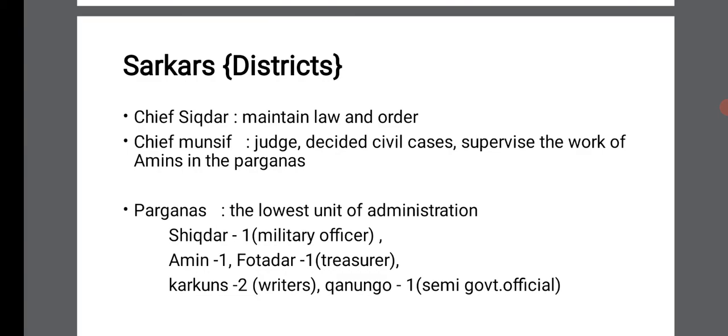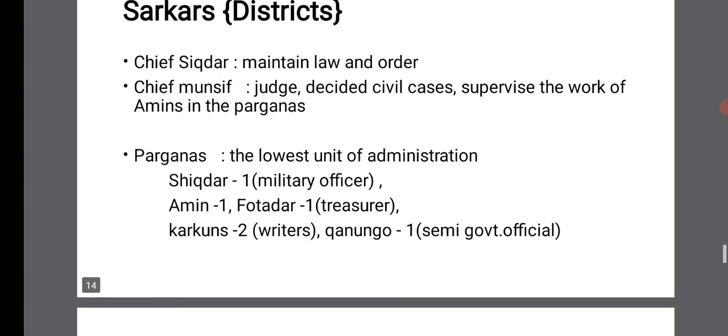The Chief Munsif was primarily a judge. He had to decide civil cases, but at the same time, he seems to have been a supervisor of the work of amins in the parganas. Both these officers must have had big official establishments of scores of clerks and accountants to help them in the discharge of their duties. The Pargana was the lowest unit of administration, where we had officers like the Shiqdar, who was a military officer, the Amin, one Fotadar, who was also a treasurer, two Karkuns who were meant for writing, and one Qanungo, who was a semi-government official.